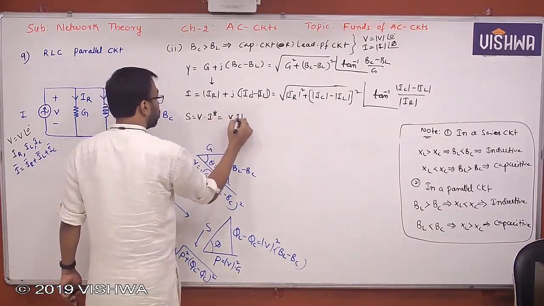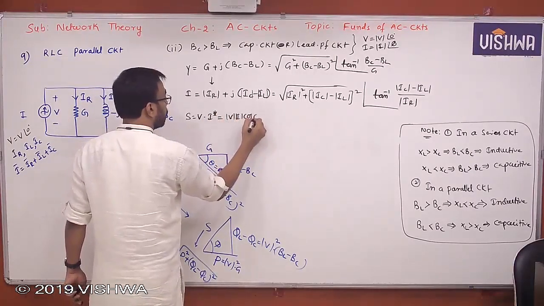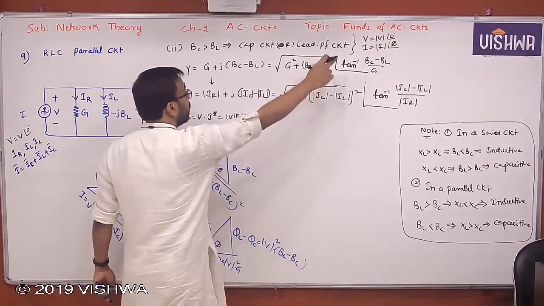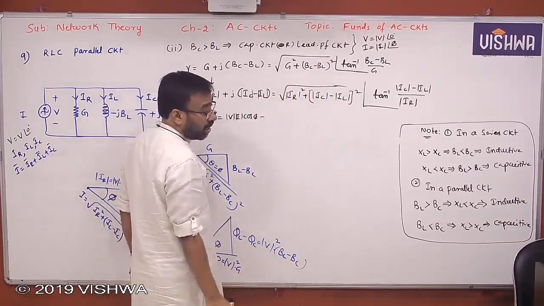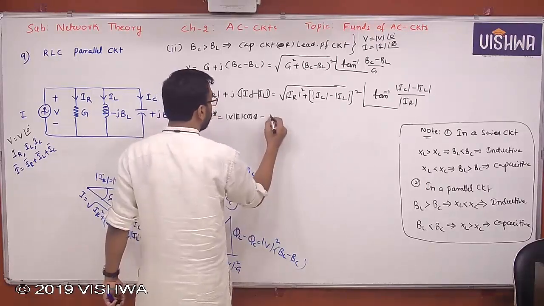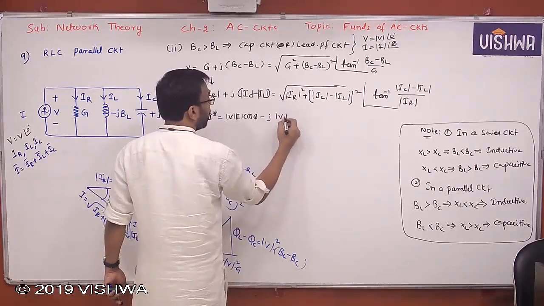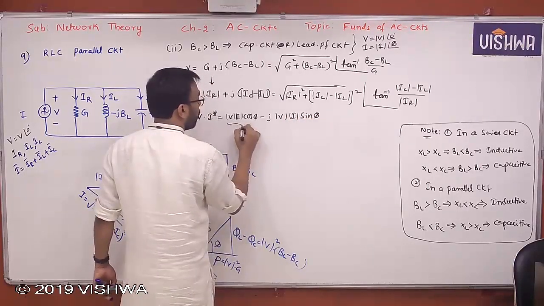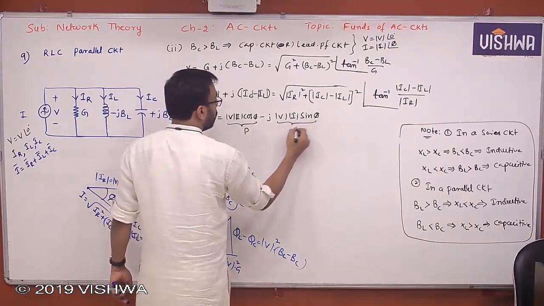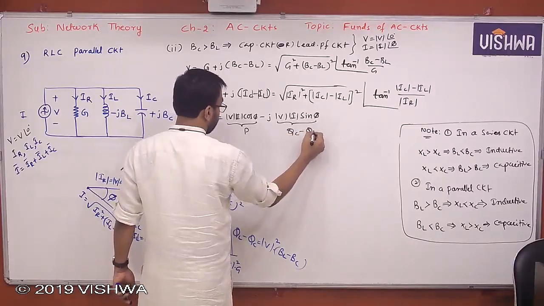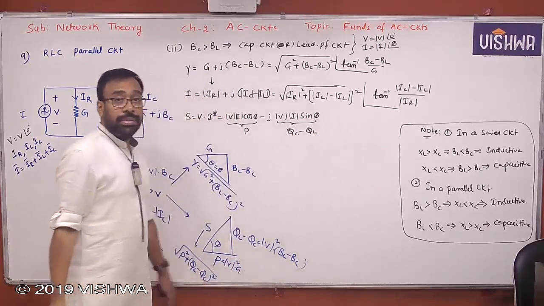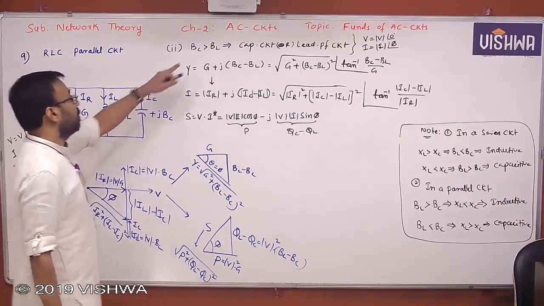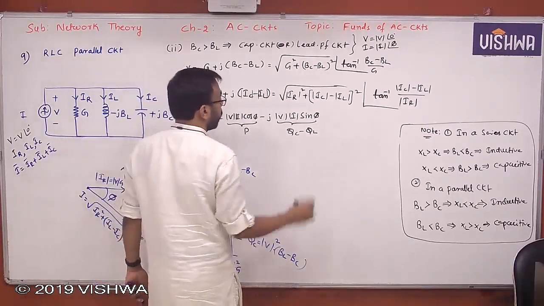VI cos phi minus J, because the conjugate you are taking for current, then the current angle is already phi, but the conjugate of it is minus phi. Therefore, minus J VI sin phi. This is P. This is QC minus QL, because in this context the QC is dominating because BC is dominating. Yes or no? Okay, capacitive circuit it is.